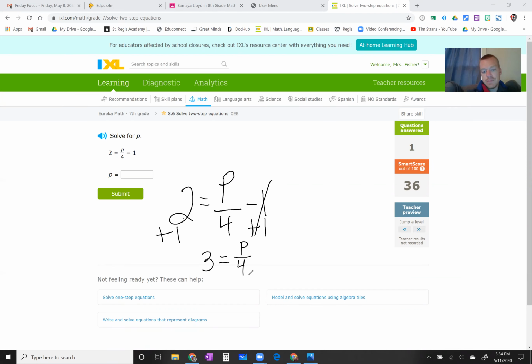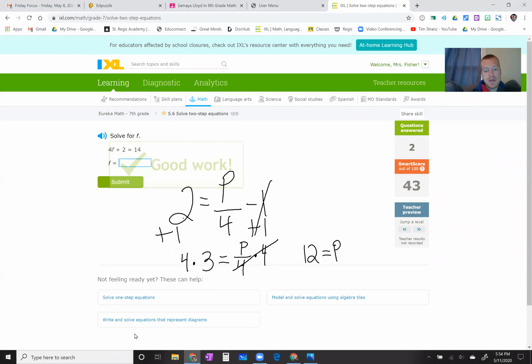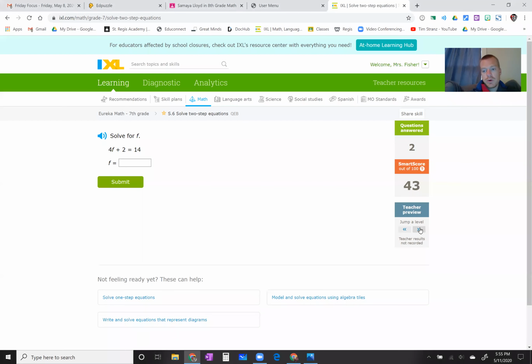P is being divided by 4. So we need to do the opposite of dividing, multiplying. So we need to multiply by 4. I have to do the same thing on this side though. Okay, when I do that, these cancel out. 4 times 3 is 12. And I have p all by itself. So it's telling you that 12 equals p. Okay. That is pretty much it. Let's see if I can find one more hard one for us.